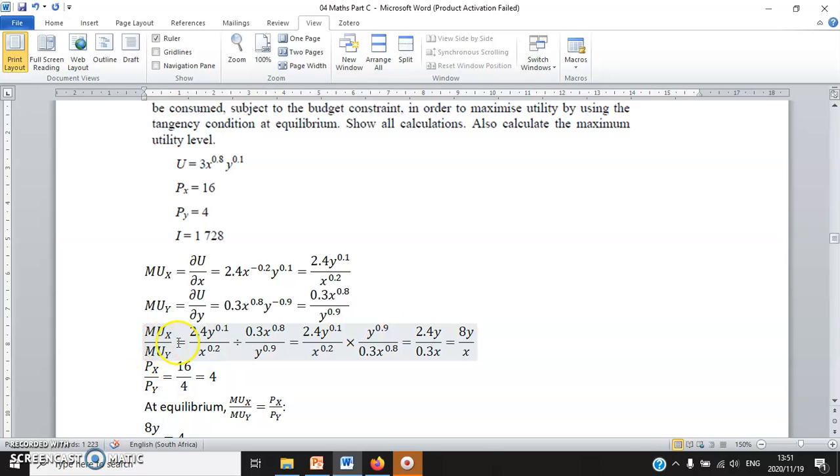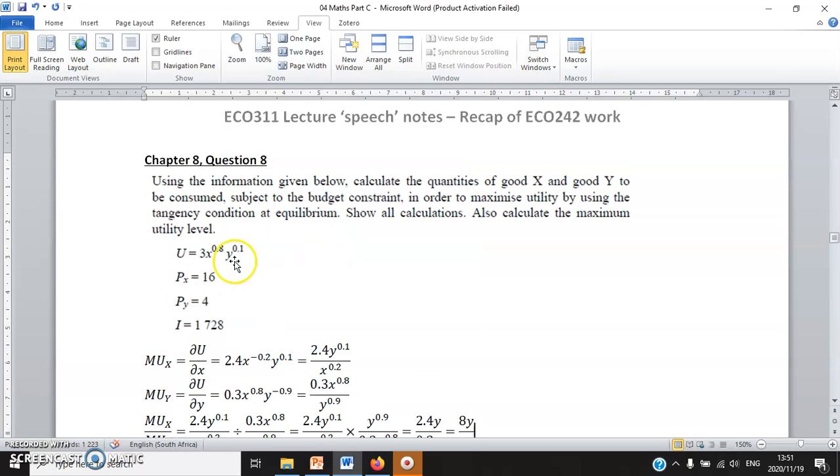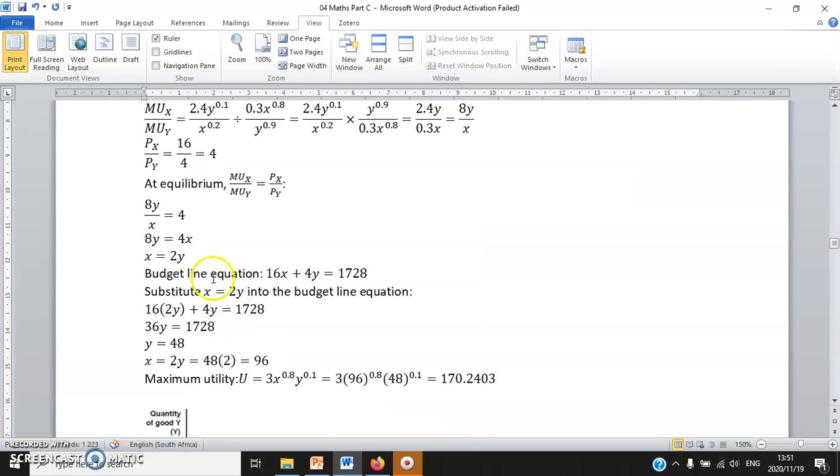And then the slope of the indifference curve in absolute terms is marginal utility of x divided by marginal utility of y. You just have to simplify a bit until I get 8y over x. Okay. Then the slope of the budget line in absolute terms, px over py, which is 16 over 4. Yeah, the budget line equation. Yeah, 16 over 4, which gives you 4. At equilibrium, these two terms are equal to each other. Then you start deriving the relationship, x equals 2y.